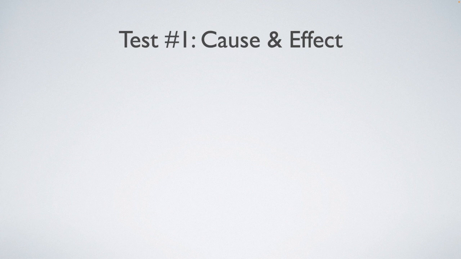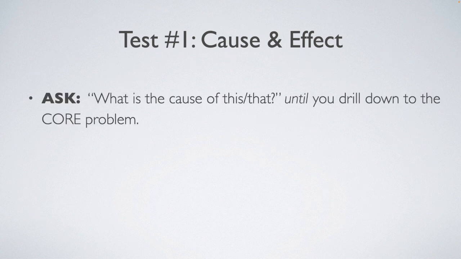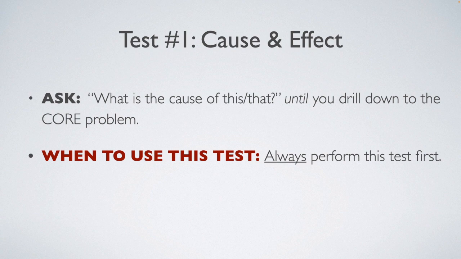This is cause and effect. This test is all about identifying the root cause of the problem. You need to repeatedly ask yourself, what is the actual cause of, and then name your problem, until you drill down to the core problem. You should always start your decision testing with this test. Always do this test first. Get yourself in the habit of always looking for the root cause or the core problem first.